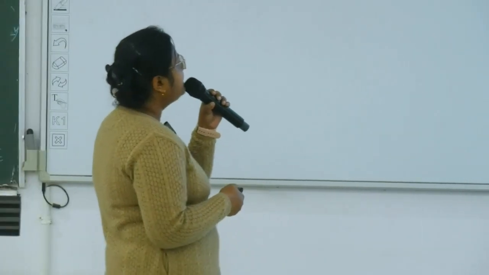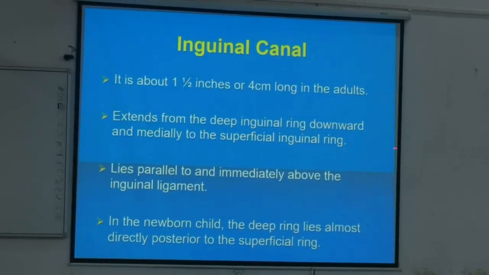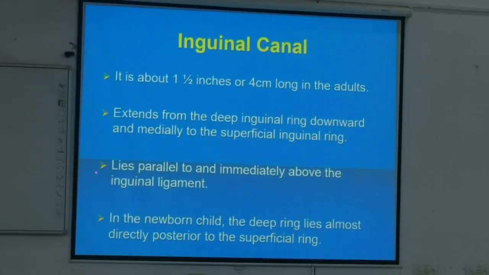Okay, so inguinal canal, it is about 1.5 inch or 4 centimeter long in the adults, extends from the deep inguinal ring downward and medially to the superficial inguinal ring. It lies parallel to and immediately above the inguinal ligament. And in the newborn child, the deep ring lies almost directly posterior to the superficial ring. Obliquity is not present that much in newborn child.